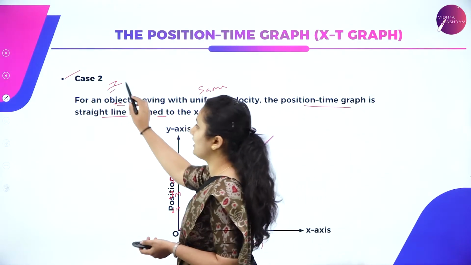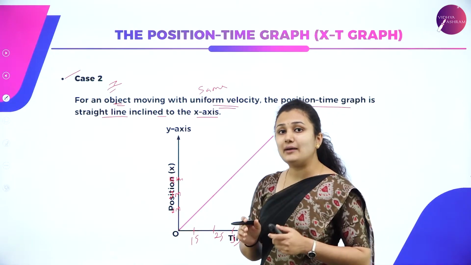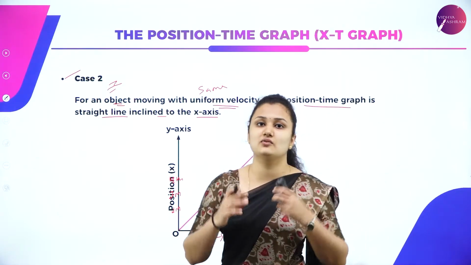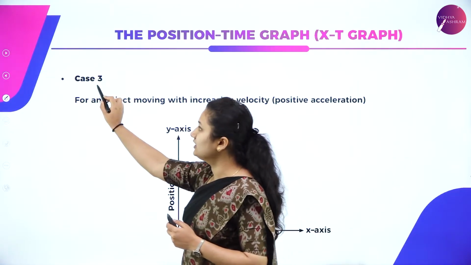That is your case 2. You saw what happens with uniform velocity. Now what happens if there is increase or decrease in velocity to this position time graph? That will be explained in case 3.